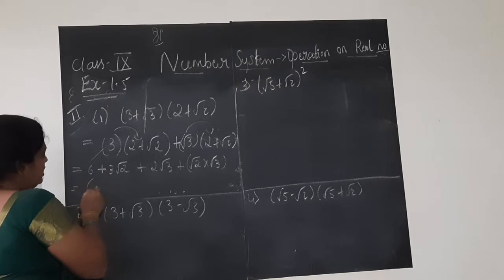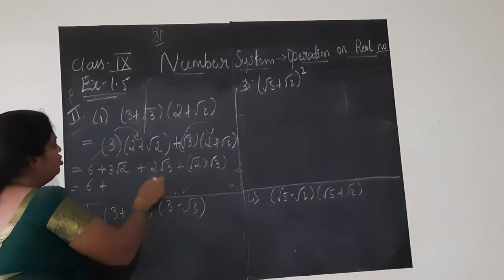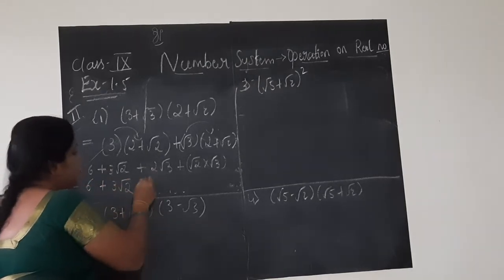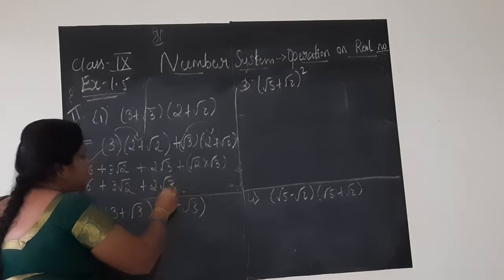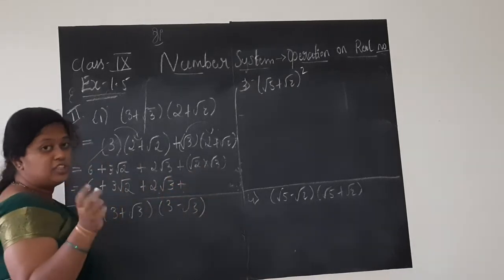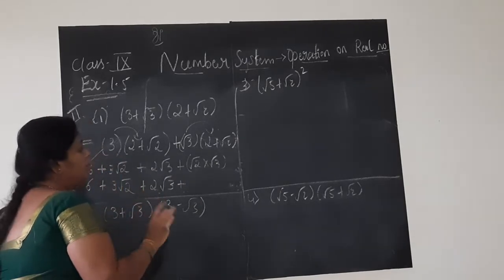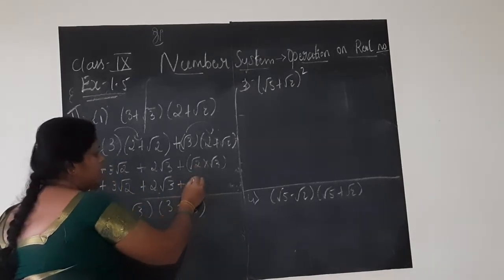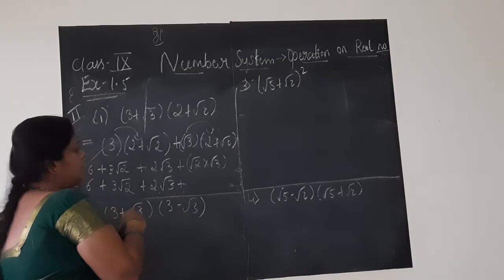Next what we'll do is 6, we'll write as it is, 3 root 2, 2 root 3 cannot simplify, so write them as it is. But this last term, children, we can multiply. Addition and subtraction of different numbers under the root is not possible.